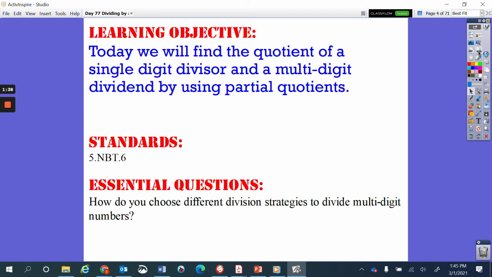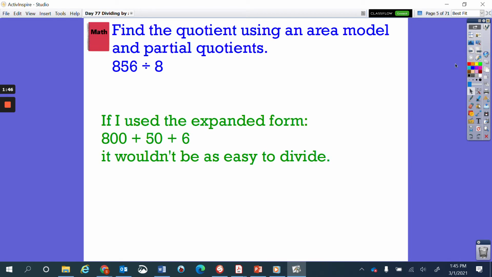All right, so today we'll find a quotient of a single-digit divisor and a multi-digit dividend by using partial quotients. Okay, so let's look at this problem here. We have 856 divided by 8. Find the quotient using an area model and partial quotients.